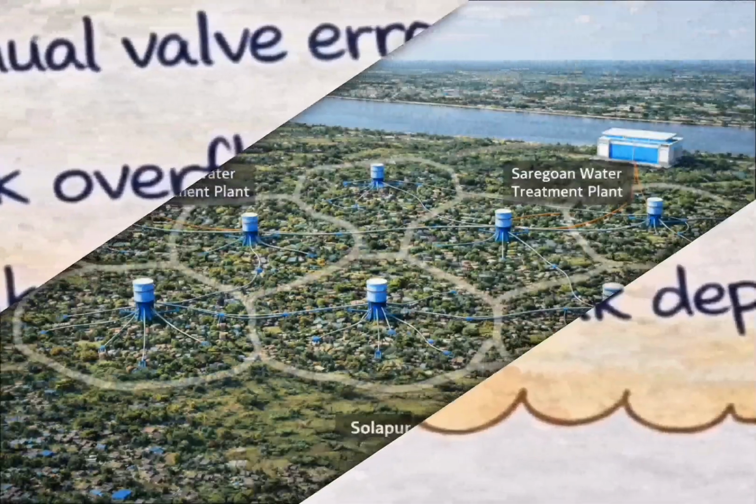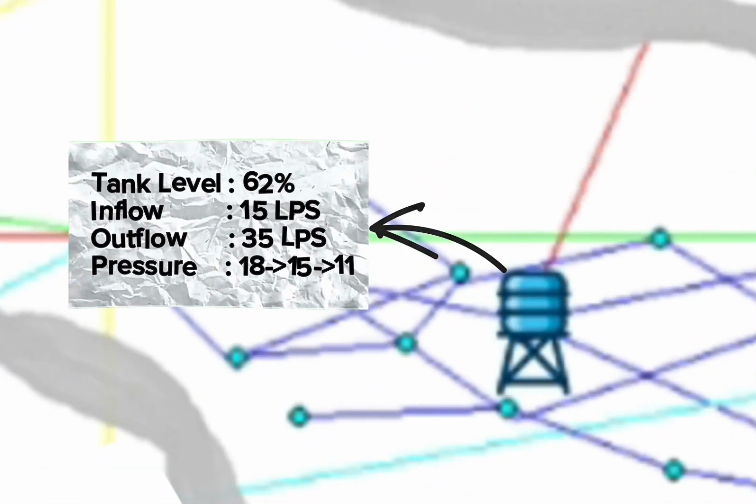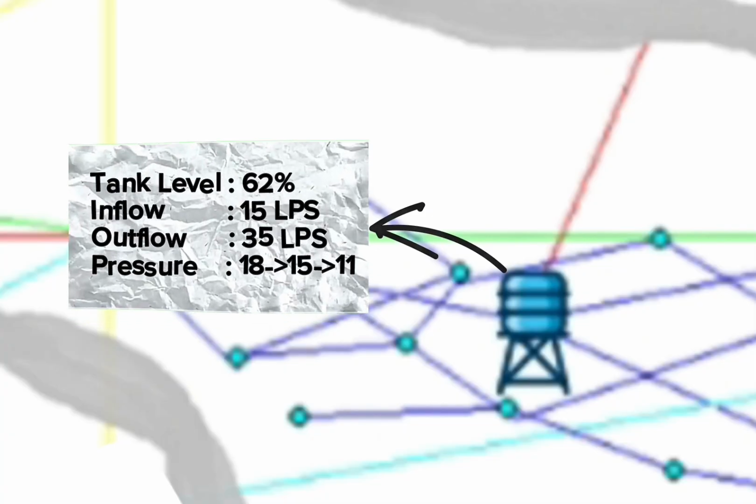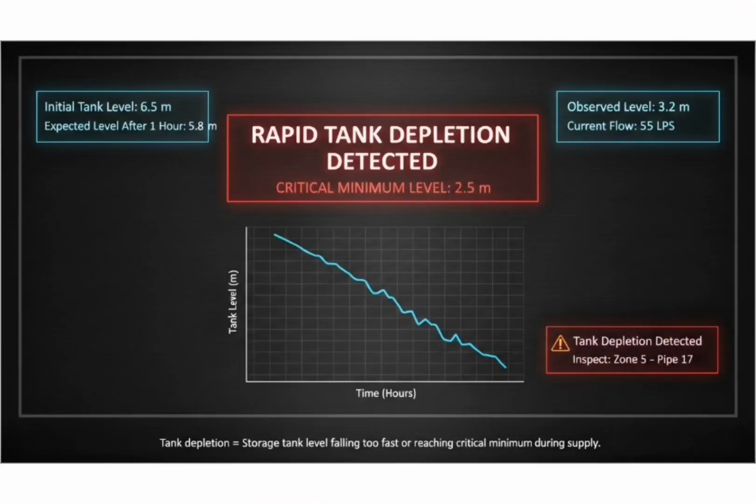Rapid tank depletion detection. In zone 5, the tank level drops from 6.5 meters to 3.2 meters within 1 hour, instead of the expected 5.8 meters. Inflow is 15 lps while outflow is 35 lps. The system analyzes inflow-outflow balance and depletion rate. Then the dashboard alerts: rapid tank depletion detected in zone 5, risk of supply interruption.